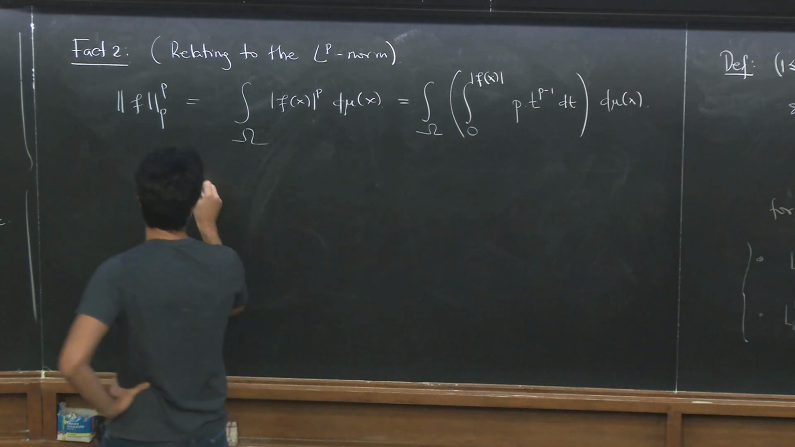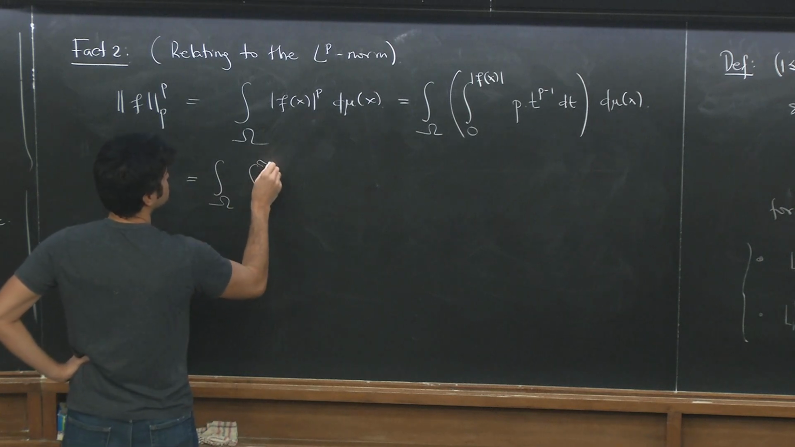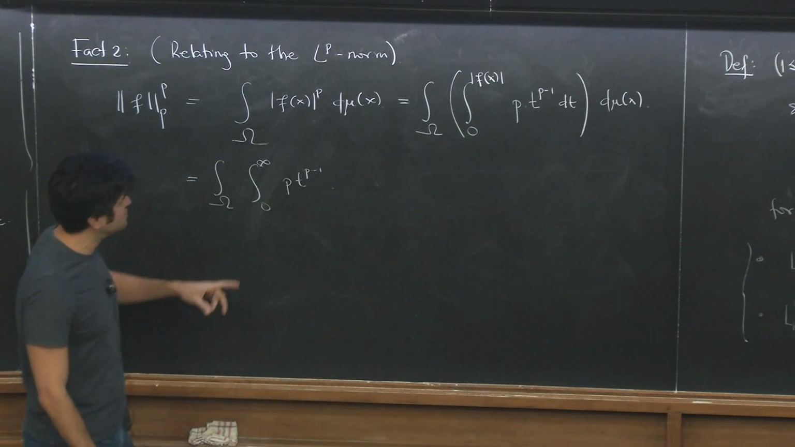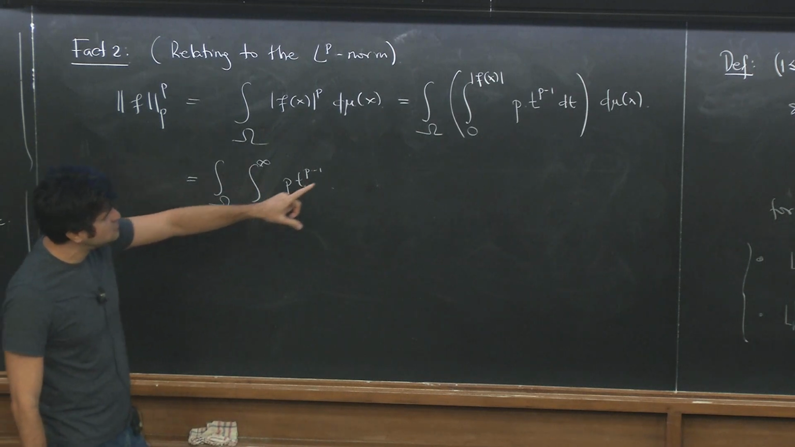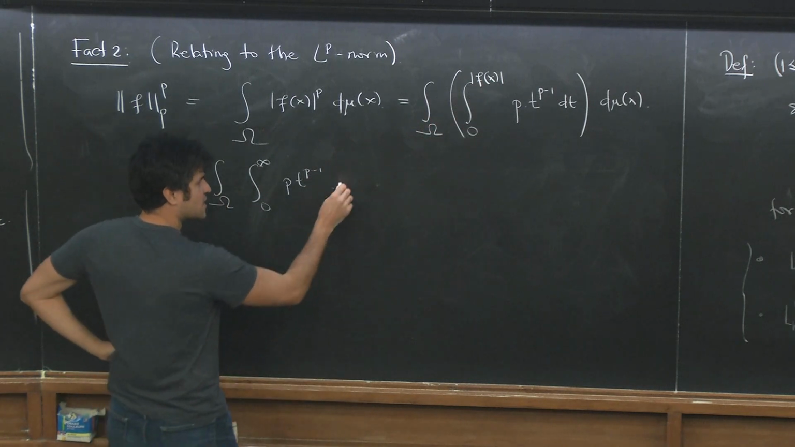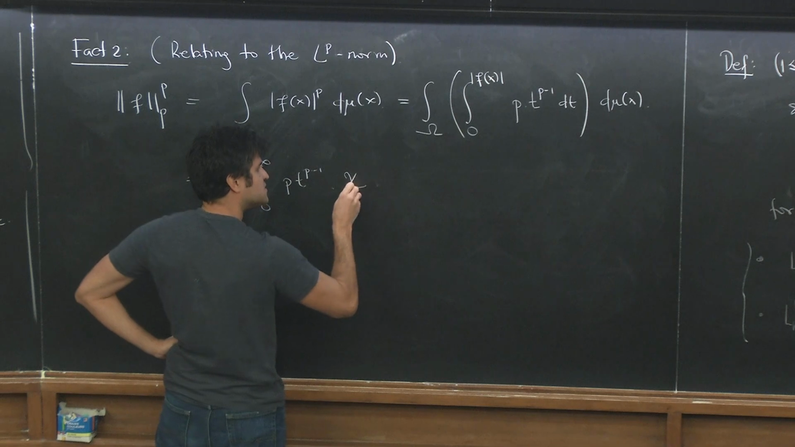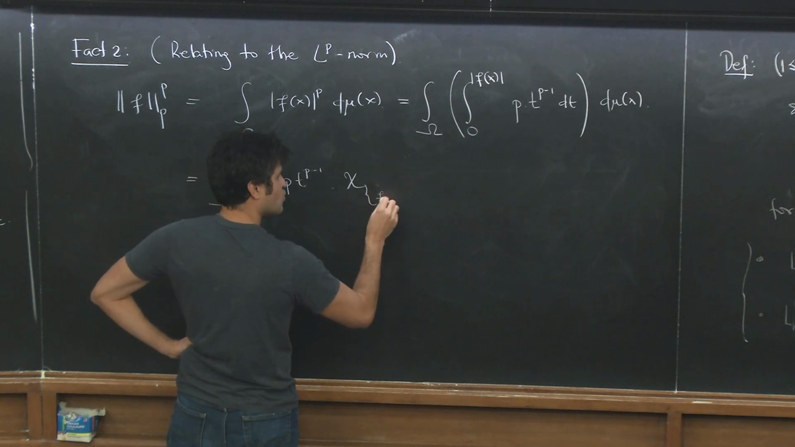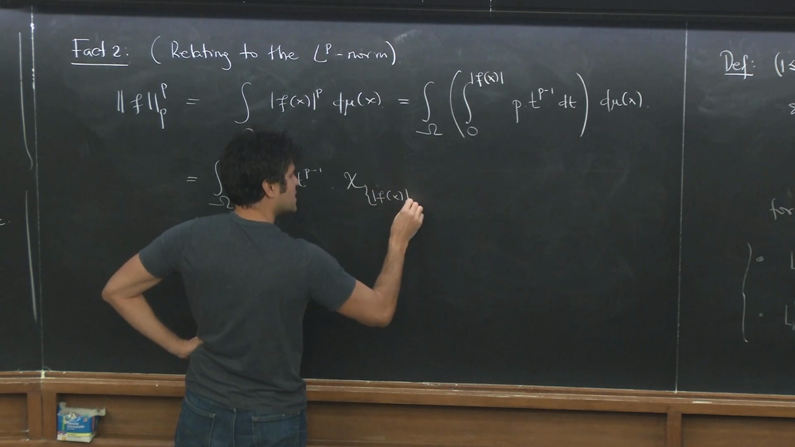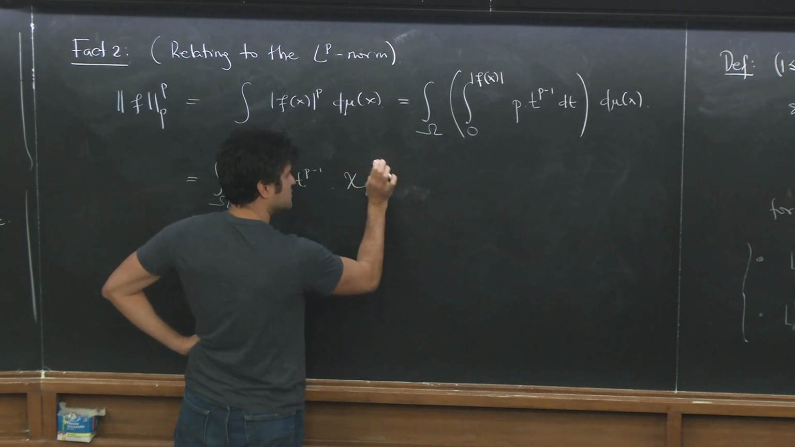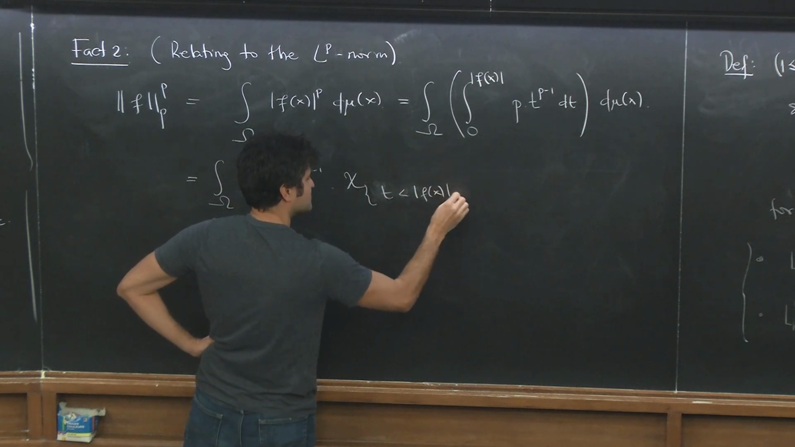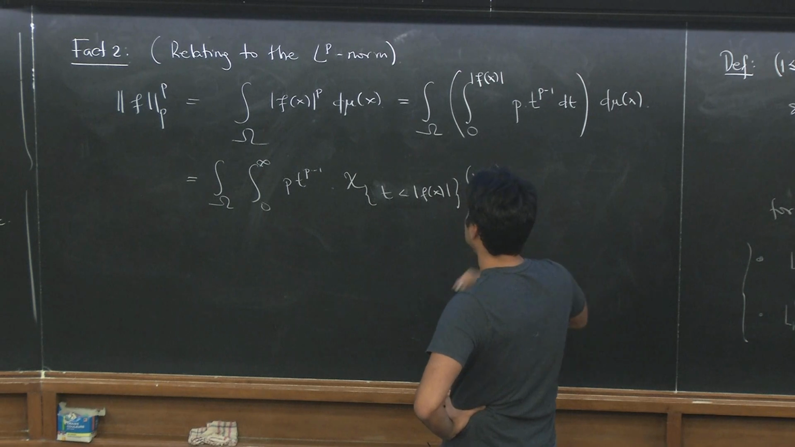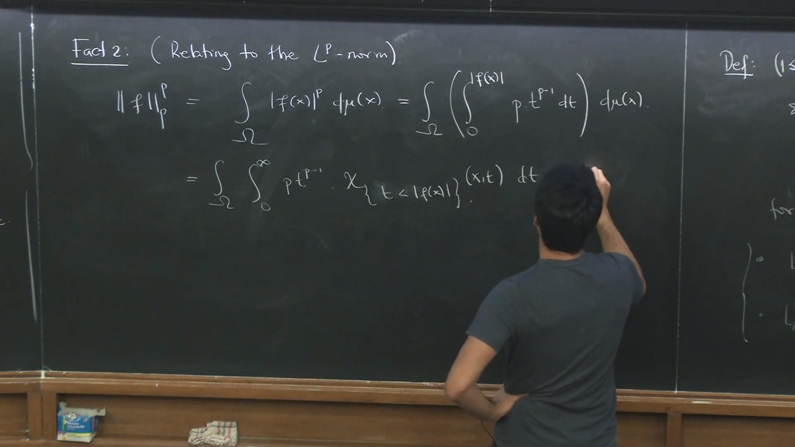Now you can write this as the integral in omega, and then the integral from 0 to infinity. Here you have p t to the p minus 1. I'm changing the integral to go from 0 to infinity, because this was an integral from 0 to f. So the integration in t takes place in the characteristic function of the set where t is less than f of x, for a fixed x, t. So you can write it like this: dt d mu of x.